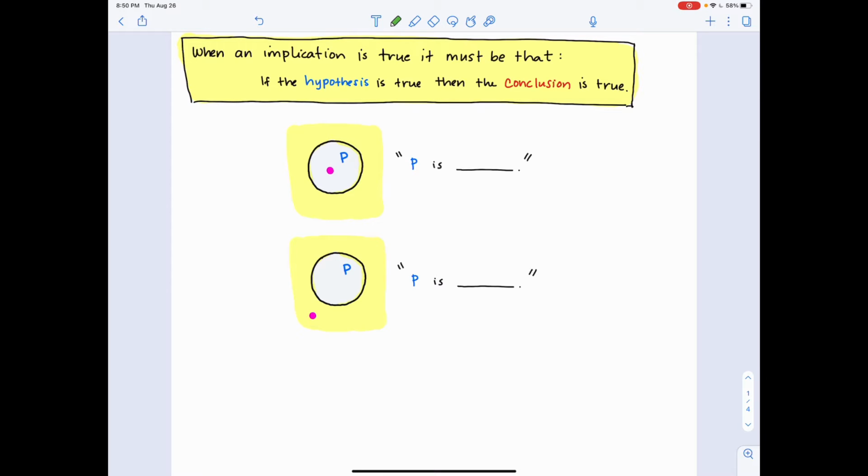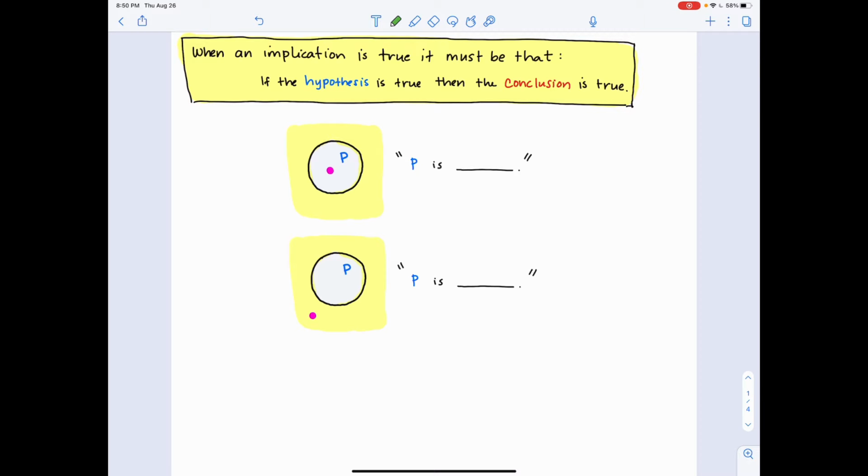When an implication is true, it must be that if the hypothesis is true, then the conclusion is also true. Now, we can represent a statement, P, being true or being false, using a picture as follows.